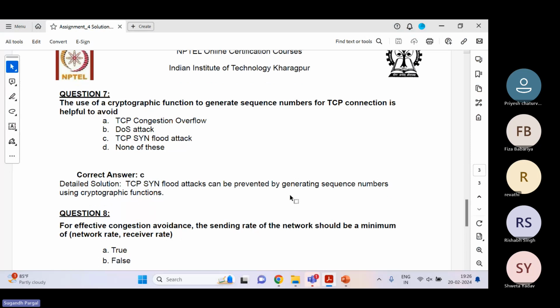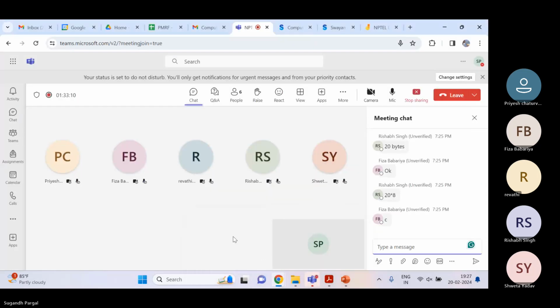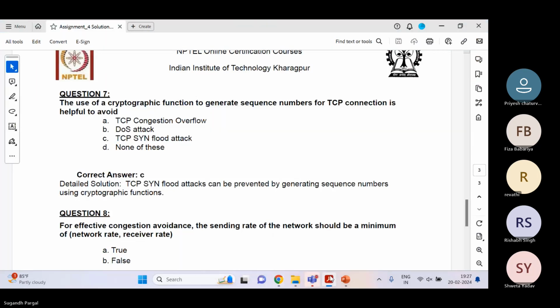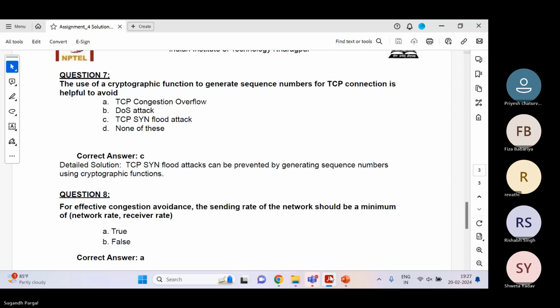For effective congestion avoidance, the sending rate of the network should be the minimum of network rate and receiver rate. True or false? So the answer is true.